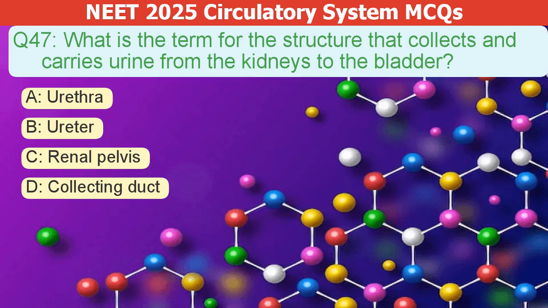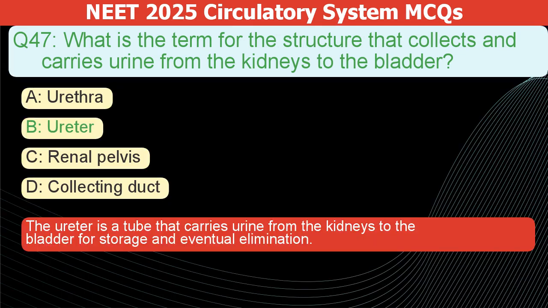A. Urethra. B. Ureter. C. Renal pelvis. D. Collecting duct. The correct answer is B. The ureter is a tube that carries urine from the kidneys to the bladder for storage and eventual elimination.